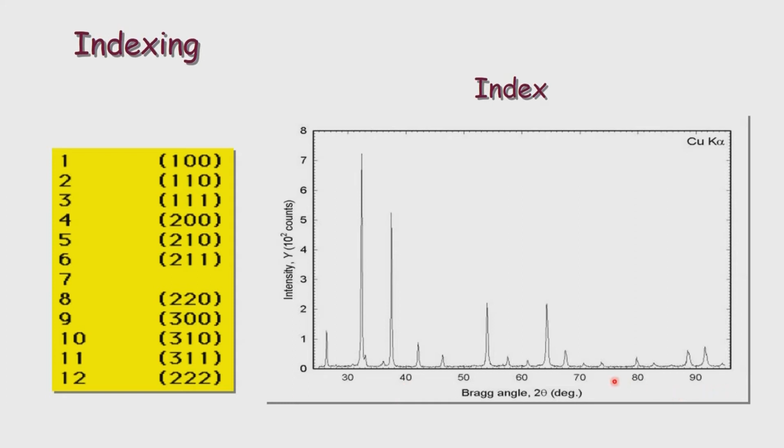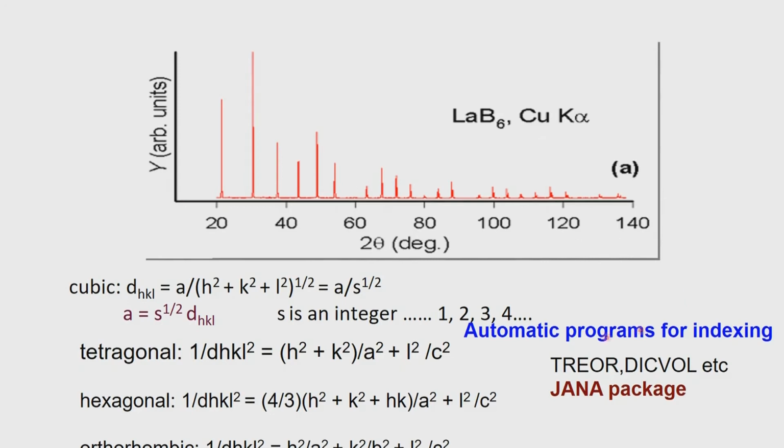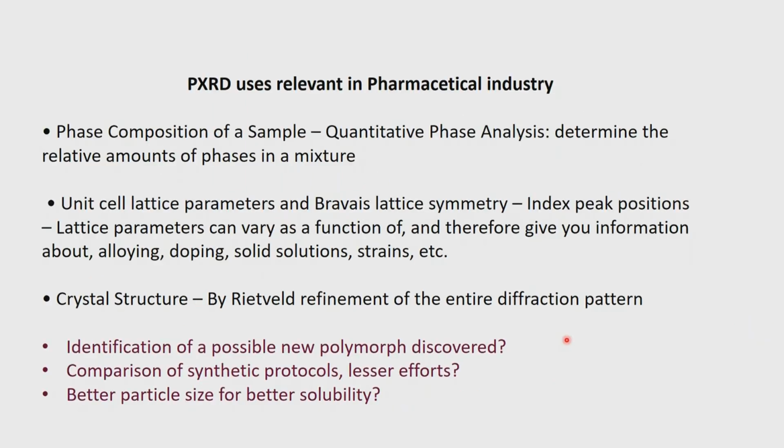So, the process of indexing therefore is all automatized. We are not in a position to go into the discussion of how we index it. We have to go to these program packages which will do the indexing whatever be the crystal system. So, what I will do, instead of going into the detail of powder diffraction, is discuss the powder diffraction uses relevant in the pharmaceutical industry. This we can also generalize in chemistry, for example.